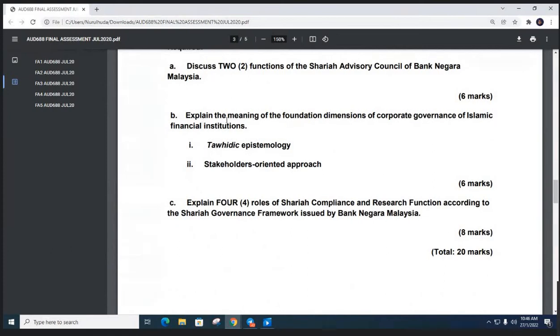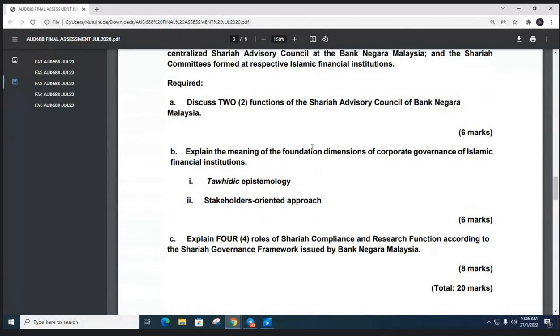And then explain the meaning of the foundation dimension of corporate governance. Okay, tauhidic epistemology, stakeholder oriented approach. So the meaning ni tak ada masalah lah. Meaning tauhidic epistemology, anyone? Ada yang tahu pasal tauhidic epistemology?